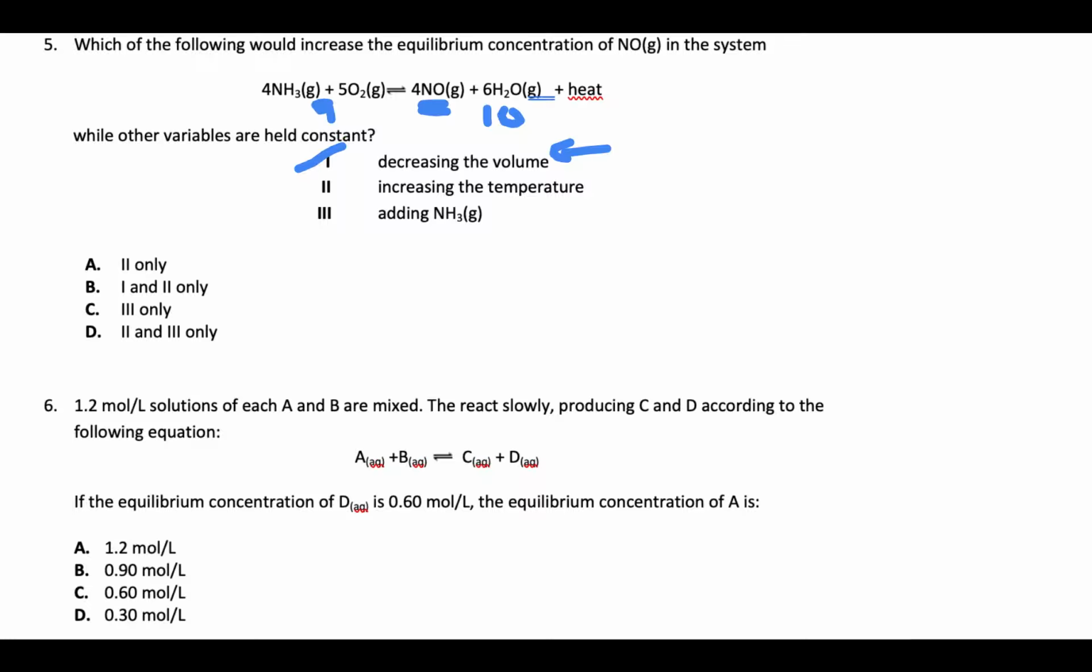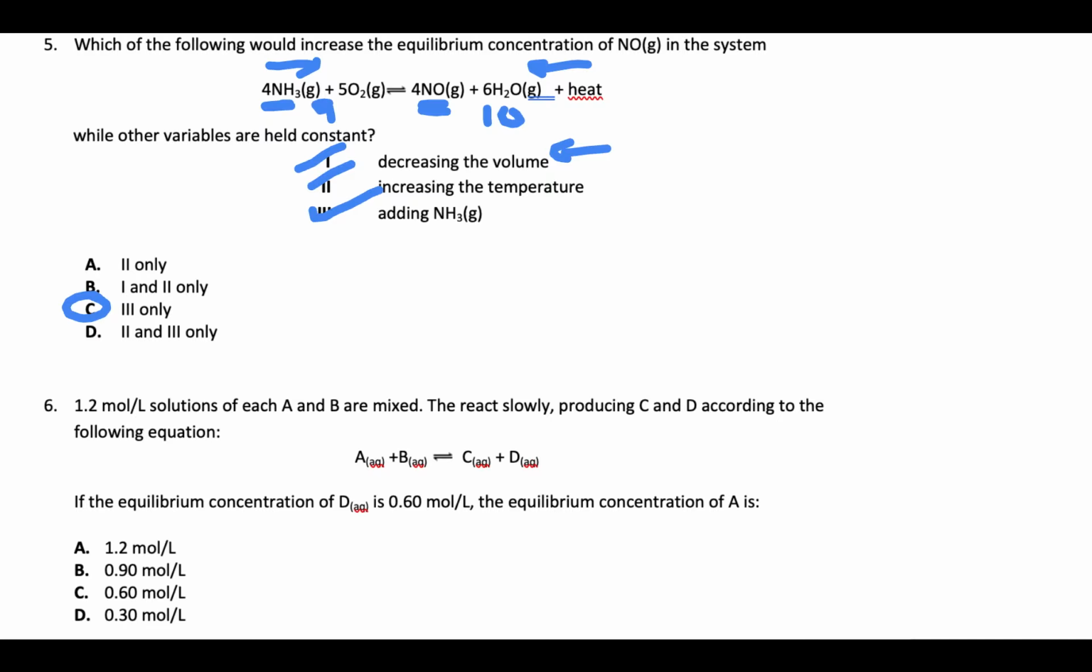Increasing the temperature, if you increase your temperature, you shift away. So that one also would not work. Adding NH3, if you add it in, you shift away. So that would shift to the right. So that would work. So number 5 looks like it's only number 3. Looking at number 6, it tells us that we put in 1.2 moles per liter of each solution. This is essentially an initial amount. So this is going to be an ICE question.